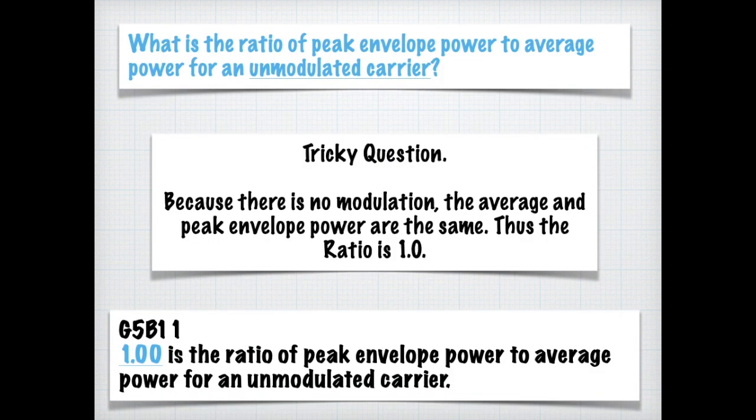What would an exam be without a trick question? So the question on the exam would be, what is the ratio of peak envelope power to the average power for an unmodulated carrier? Okay, so the trick is, because there's no modulation, the average and the peak envelope power are the same, thus the ratio is 1. So for the exam, know that 1 is the ratio of the peak envelope power to the average power for an unmodulated carrier.